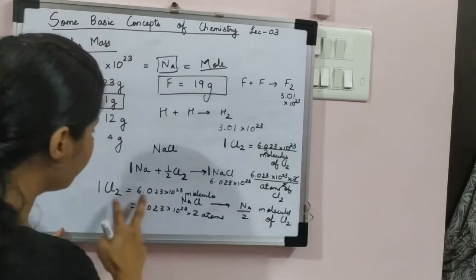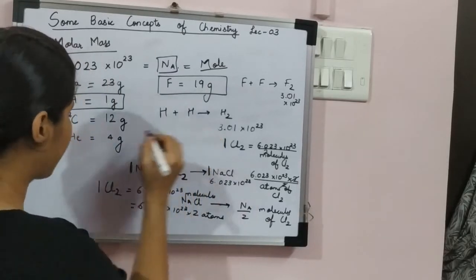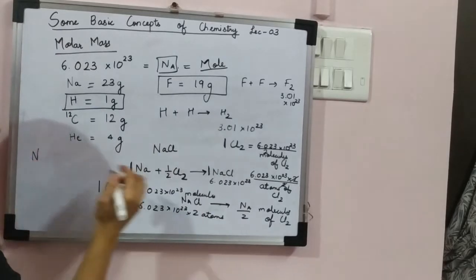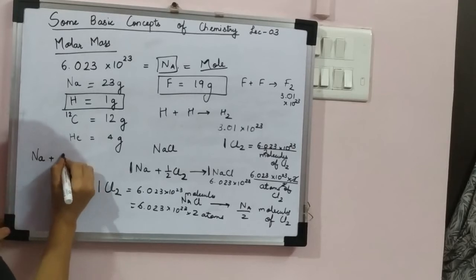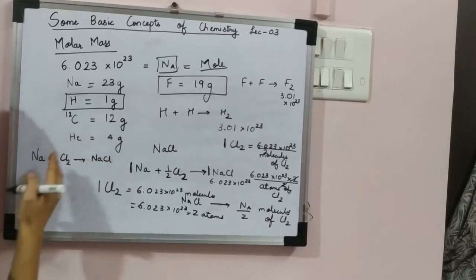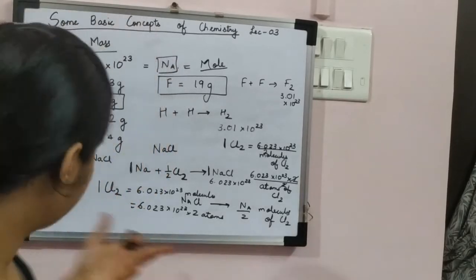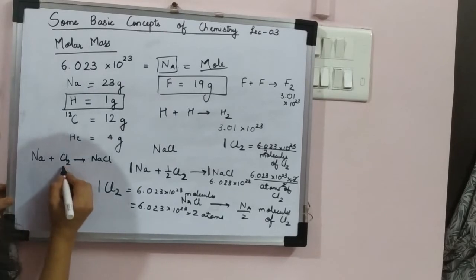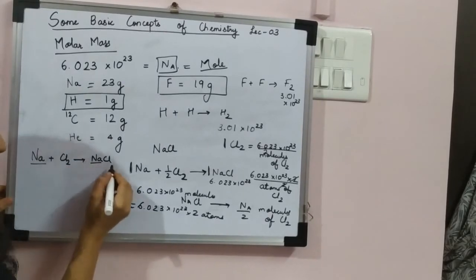Okay. Now if you don't understand these calculations, understand from here. This is actually balancing out the reaction. So if I have Na atoms and if I have Cl2 to give me NaCl, now the total number of atoms on the left hand side should be equal to the total number of atoms on the right hand side. So here I have 1 atom of Na and 1 atom of Na. But for Cl2 there are 2 atoms to 1 atom.